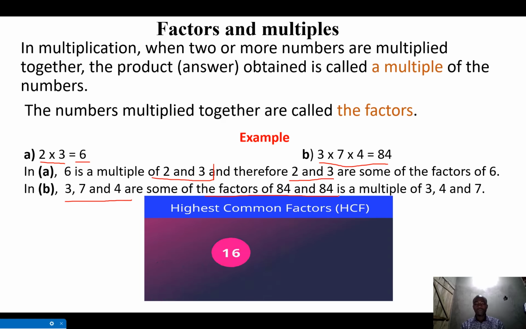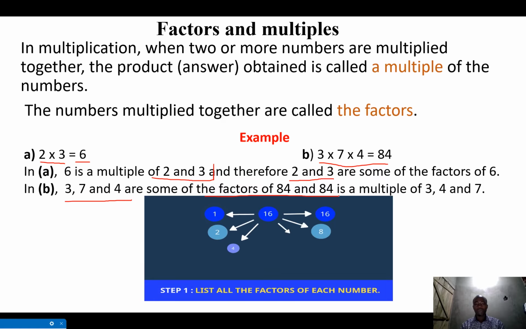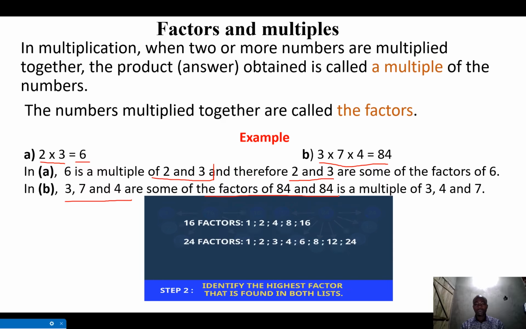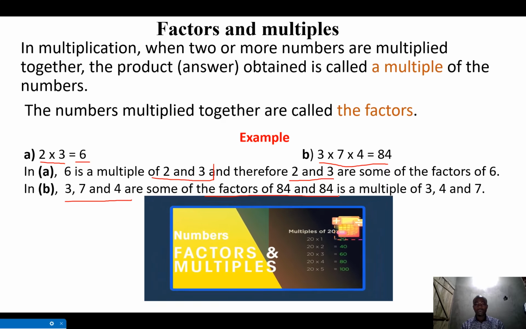Let's use the numbers 16 and 24. Step 1. List all the factors of each number. 16 has the factors 1, 2, 4, 8, 16, and 24 has the factors 1, 2, 3, 4, 6, 8, 12, 24. Step 2. Identify the highest factor that is found in both lists. We can see that the factor 1 is in both lists, so is 2 and 4 and 8. But out of those, 8 is the highest number, so 8 is the highest common factor. That wasn't too difficult, right? If you need an extra boost, check out our other video about factors.